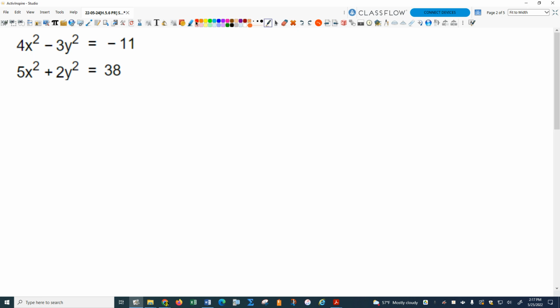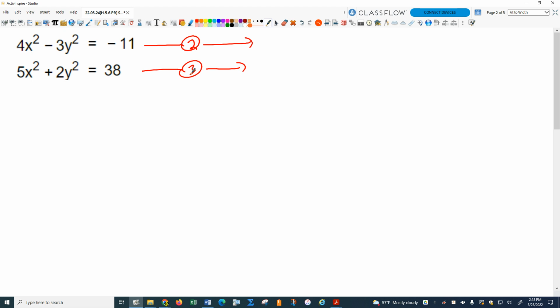How could I do that? What's a number that I could multiply the top one by and a number I could multiply the bottom one by in order to make the y terms cancel? Yeah, 2 and 3, does that make sense? 2 in the top, 3 in the bottom. When I distribute, it's going to give me a negative 6y squared in the top and a positive 6y squared in the bottom, and so those terms would cancel, right?